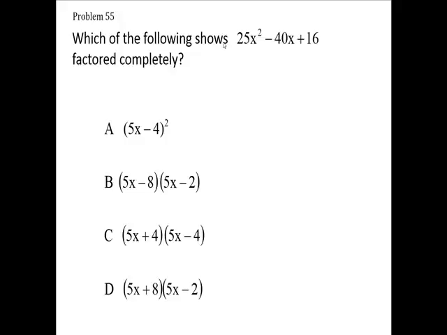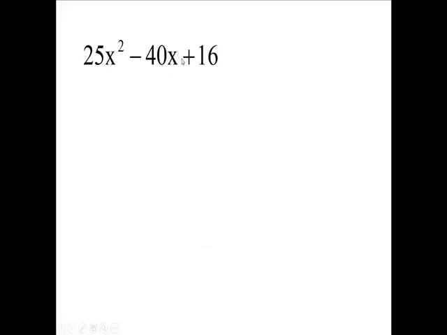Which of the following shows 25x squared minus 40x plus 16 factored completely? We have four choices. So here's our trinomial, and we're going to factor this. Now, what do you notice about the first term?